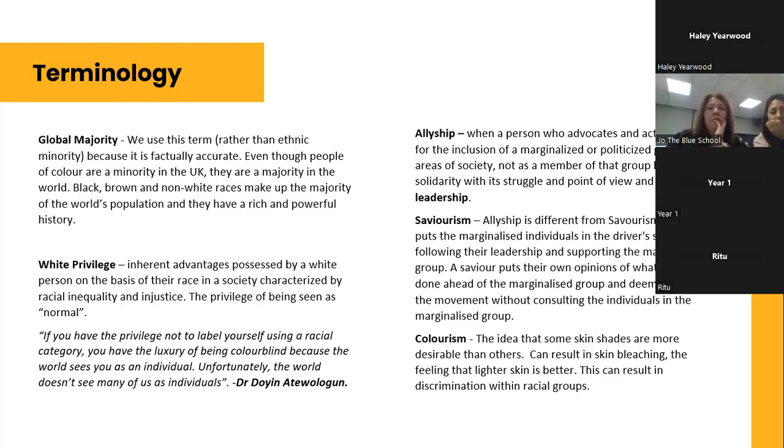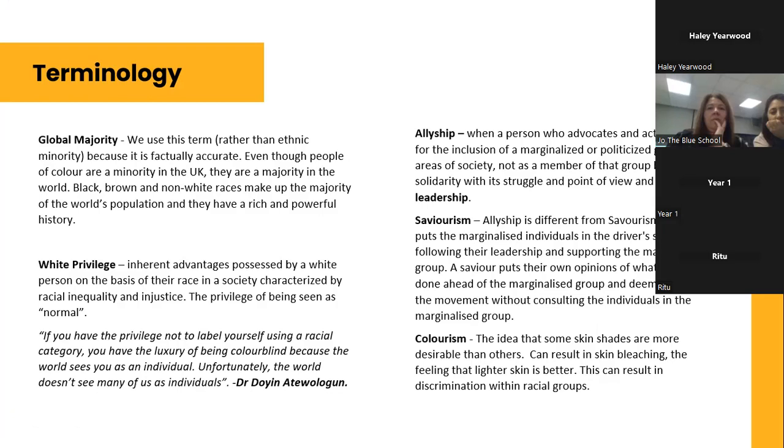Allyship. So someone who advocates and actively works for the inclusion of marginalized groups or politicized groups in all areas of society. And they're not a member of that group, but they're in solidarity with them. So they work with them and under their leadership rather than leading. So when we're looking at saviorism, that's quite different to allyship. Allyship puts the marginalized group in the driver's seat, whereas saviorism takes the lead and they bring their own opinions of what needs to be done. So what they tend to do is control the group without consulting the individuals of that actual group.